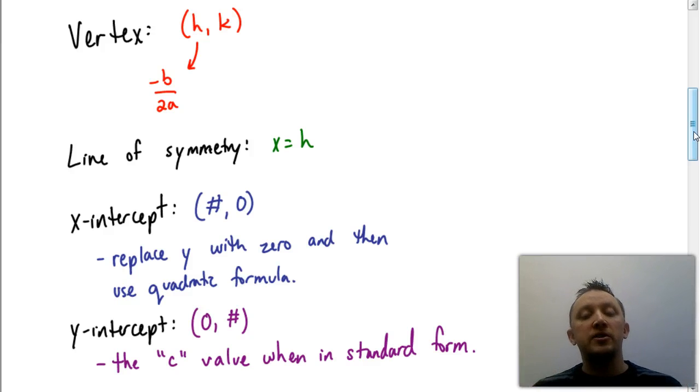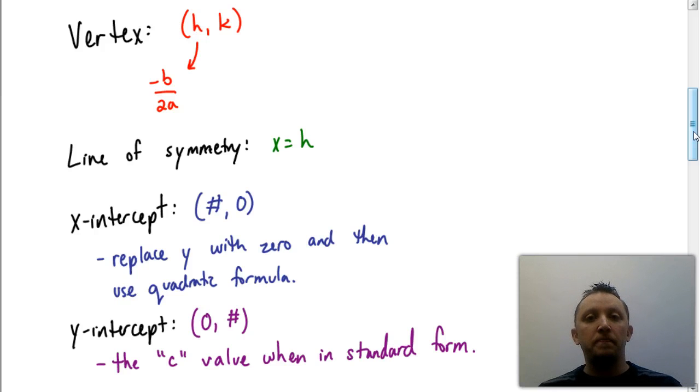To find the other half of the vertex, we have to plug that value for h into the equation to figure out what the value for k would be, or the y value of the vertex. Then we found the line of symmetry is just x equals whatever h is. And we found the x-intercepts by plugging 0 in for y, and then using the quadratic formula to find out what those x-intercepts would be. And finally, to find the y-intercept, that's very easy. You replace x with 0, which essentially just gives us the value for c in our standard form.